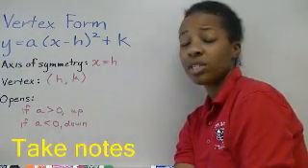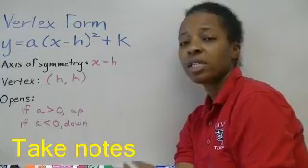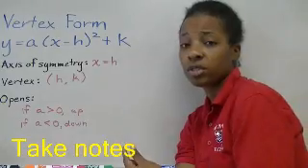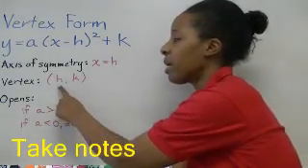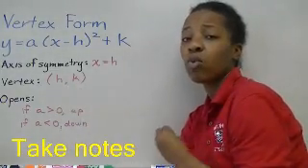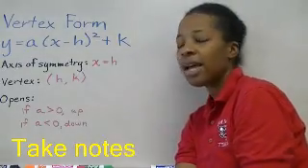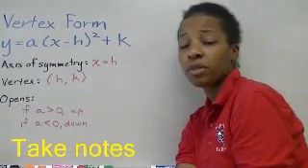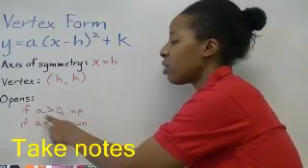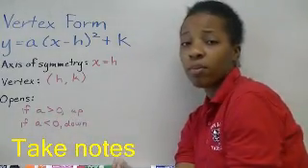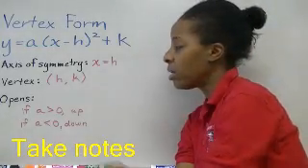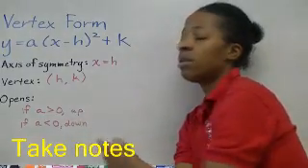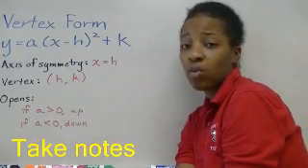The second characteristic is the vertex. The vertex is the point where the parabola changes directions, okay? And this is (h, k). It's a coordinate point. Lastly, the vertex form can also tell you which way the parabola opens. If the a value is greater than 0, then the parabola opens upward. If a is less than 0, a negative number, then the parabola will open downward.